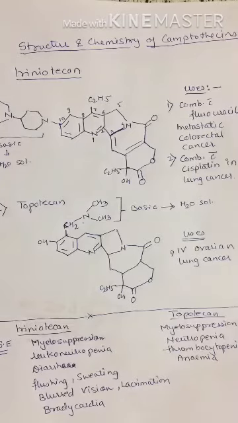So that was about the topoisomerase poisons, their types, classification, and a brief idea of camptothecins.